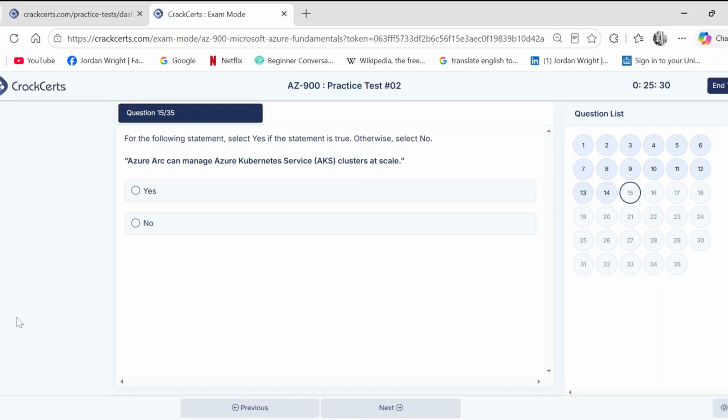So Kubernetes. Oh God, Kubernetes. So Azure Arc can manage Kubernetes clusters at scale. Yeah, I think it can. What would you say, Roxanne? I'm going to go with you. Azure can manage, yeah, I think so. Okay, I would say so too.